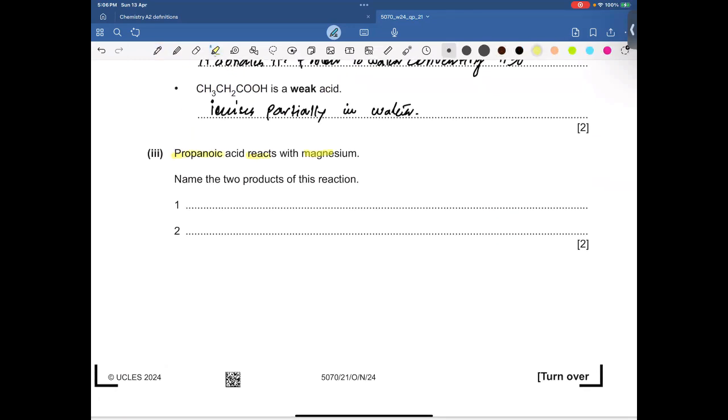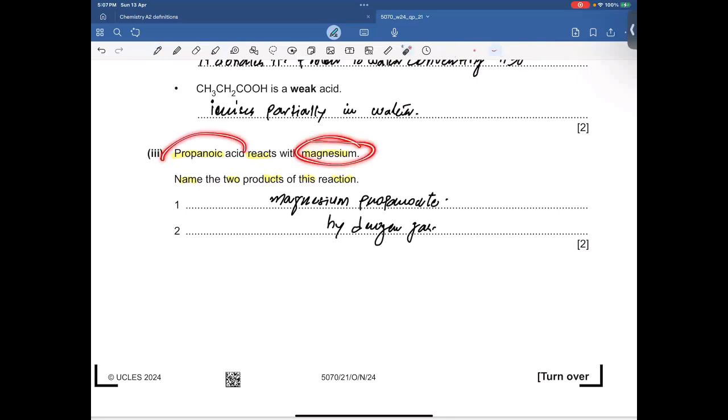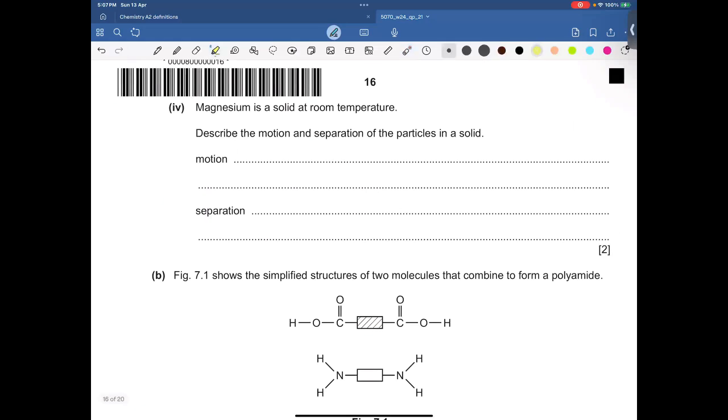Propanoic acid reacts with magnesium. Name the 2 products of this reaction. Magnesium propanoate and hydrogen gas. How come? Whenever any metal reacts with any acid, then always hydrogen gas is given off. Okay. Next part. Magnesium is solid at room temperature and pressure.